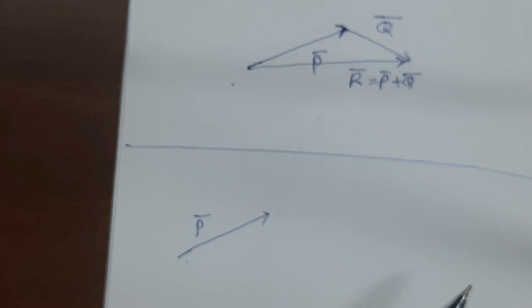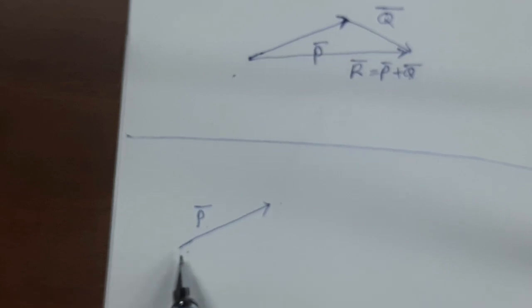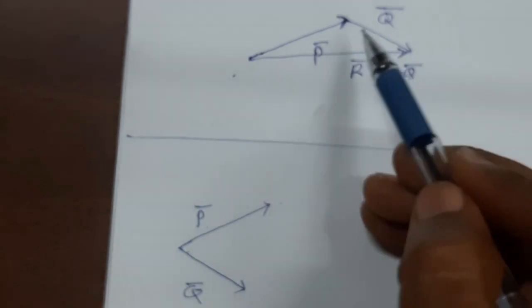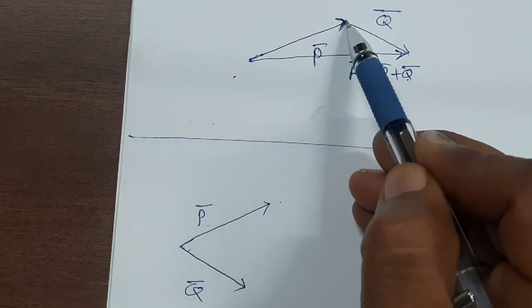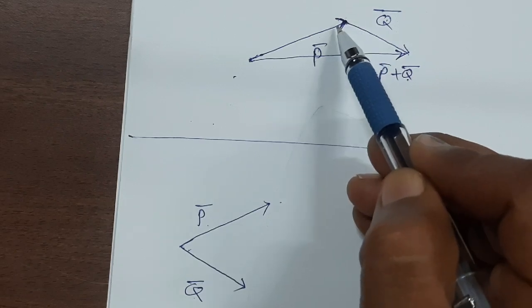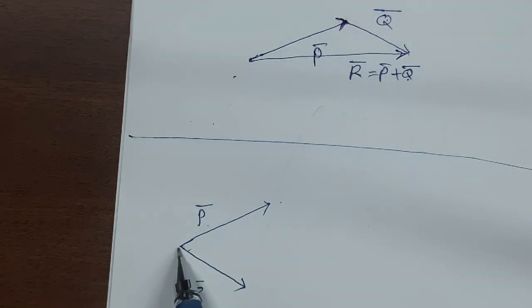If I draw the q bar in such a way that their tails are together, therefore I will draw this vector q bar something like this. It is q bar, means instead of starting the vector from the end of p bar, the vector q bar will start with the starting of p bar itself.